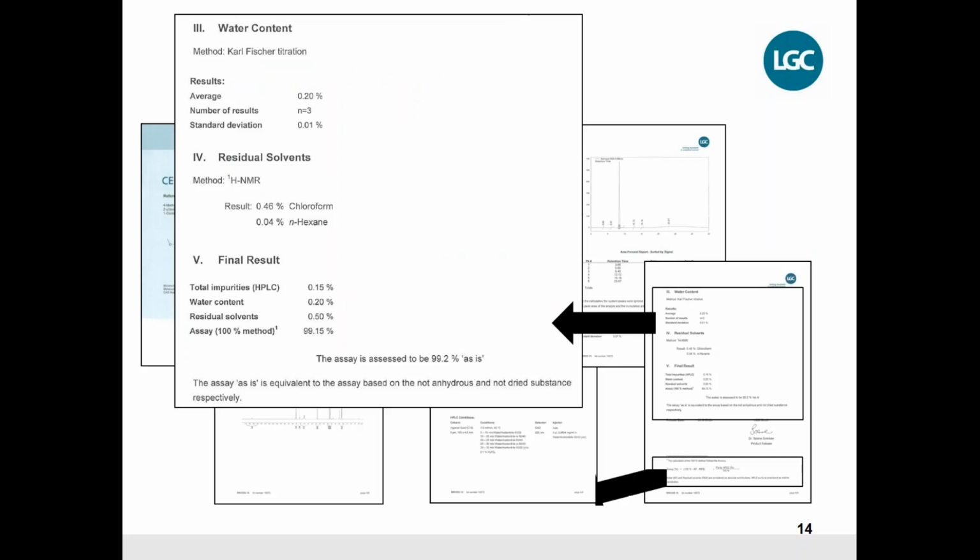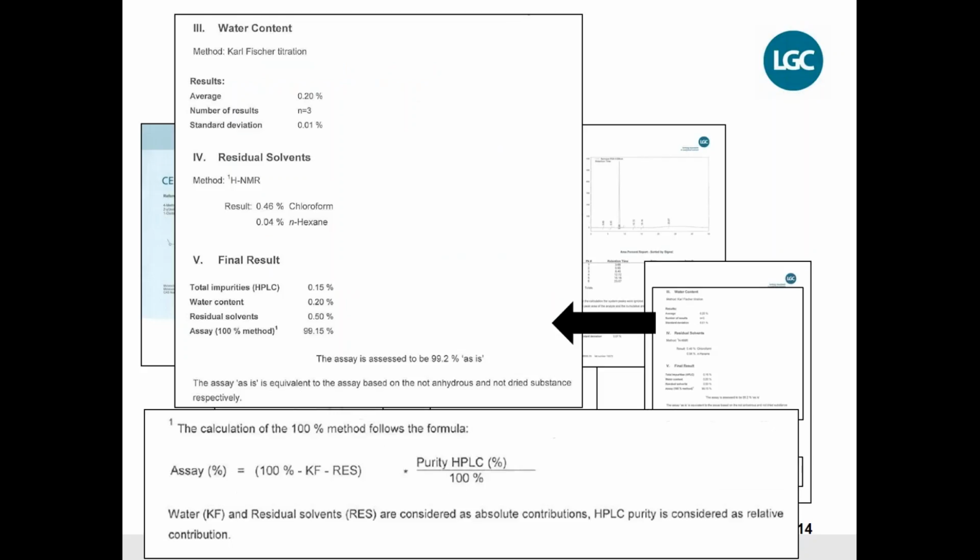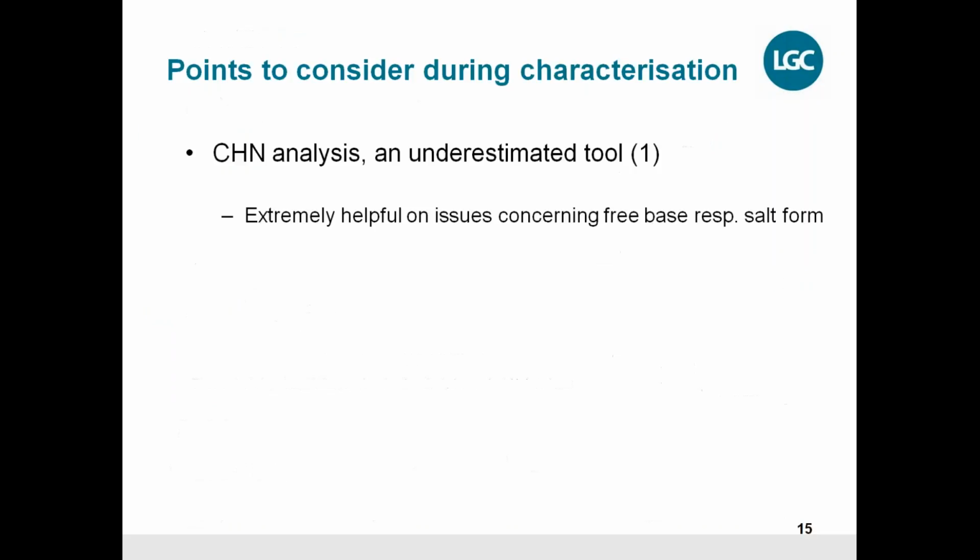The final result is listed here and the assay is presented, with which you can later quantitatively calculate. It is calculated by the 100% method, by the 100% formula that we have already discussed in the slides before. So that is what we normally give as a certificate for our impurity reference standards, and we can also add further techniques, but our experience is that this is suitable for the quantitative purposes our customers have.